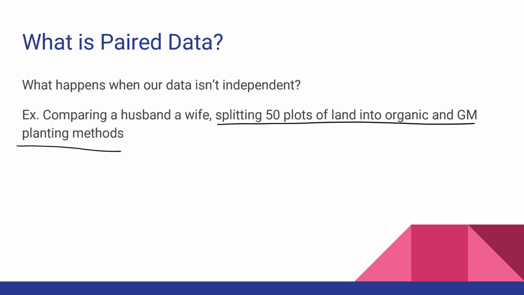Paired data is when we take pairs of non-independent data and then we compare between that tiny group. So if we're comparing stuff about a husband and a wife, we take a singular married couple and then we compare them, and then we do that for other married couples. For the plots of land, we study each plot of land individually and how they affect each other and the differences between the two non-independent factors.